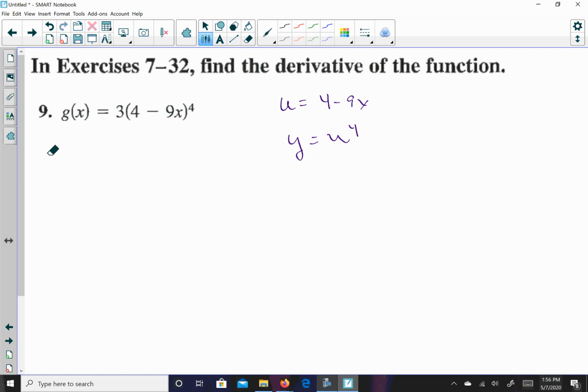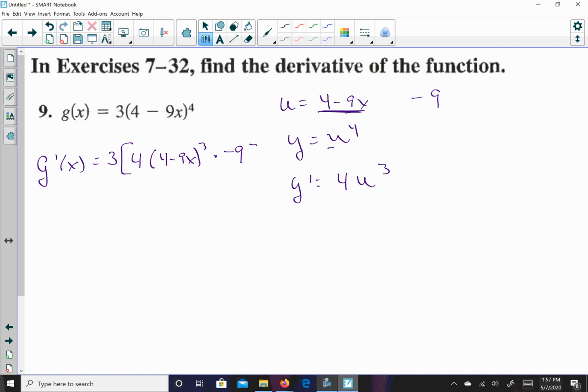When I do the chain rule for this, I take the derivative of the outermost function first. The derivative of that would be 4 times u raised to the 3rd power. I'm going to leave this 3 outside using the constant multiple rule. And then I'm going to have 4 times 4 minus 9x, and this whole thing is raised to the 3rd power. Then I take the derivative of what's inside, so the derivative of 4 minus 9x would simply be negative 9. So this will be times negative 9.